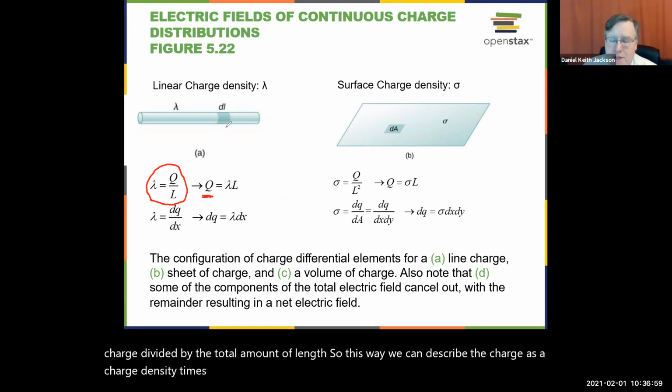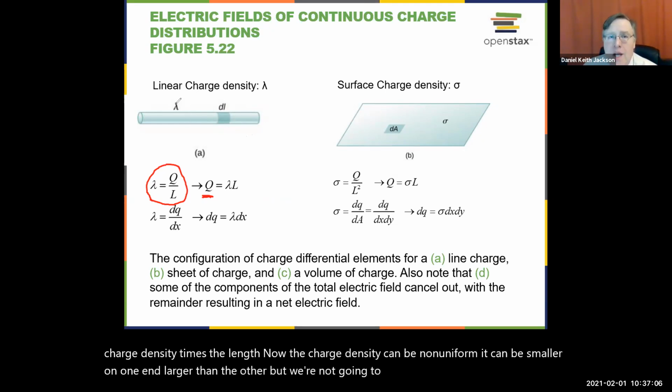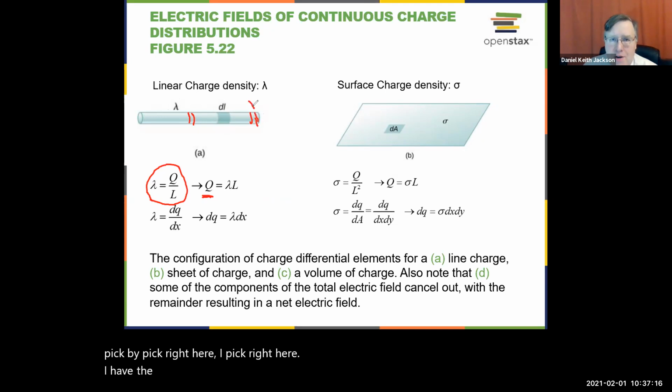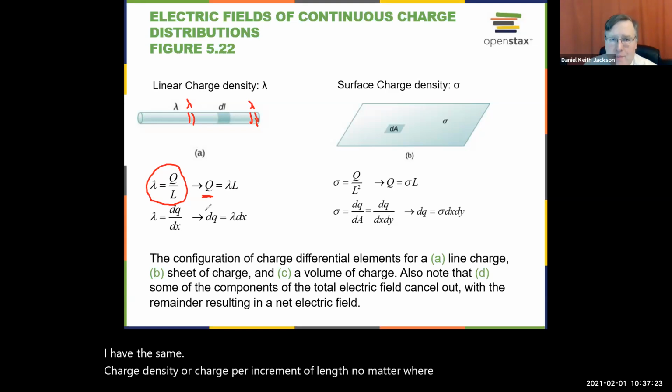Now, the charge density can be non-uniform. It can be smaller on one end, larger on the other, but we're not going to get into that. We're just going to assume that the charge density is constant. It's the same at all locations. So no matter where I pick, if I pick right here or right here, I have the same charge density, or charge per increment of length, no matter where I go on that particular object.